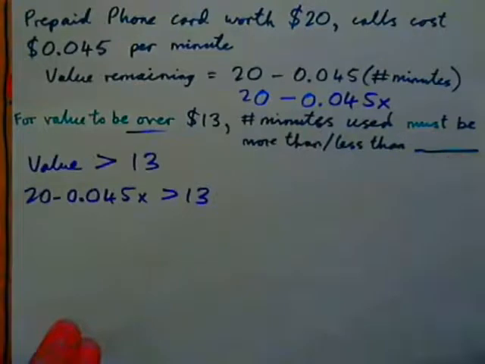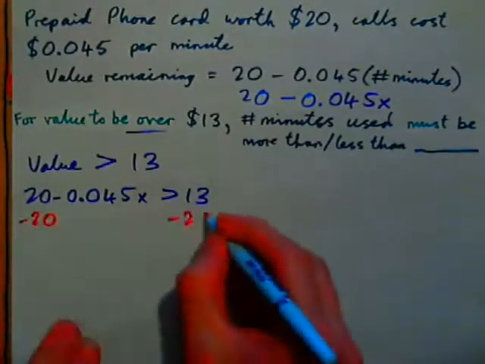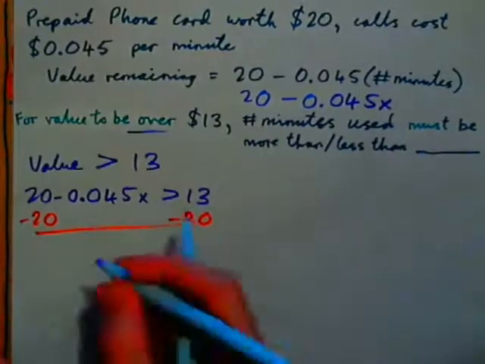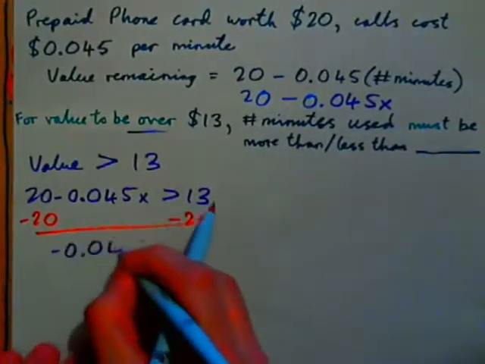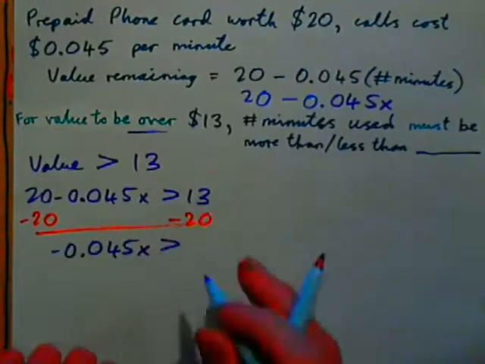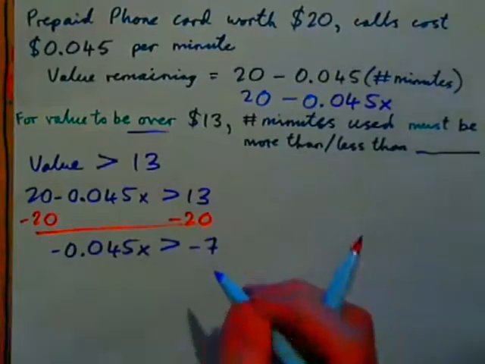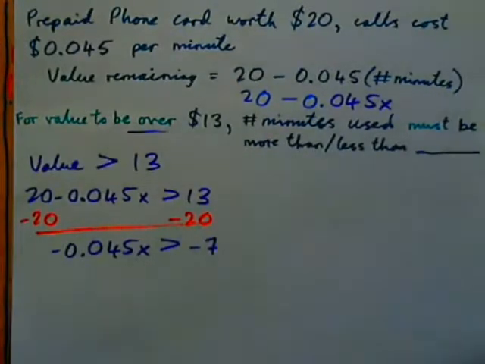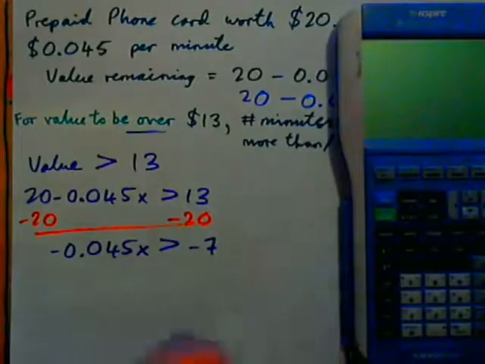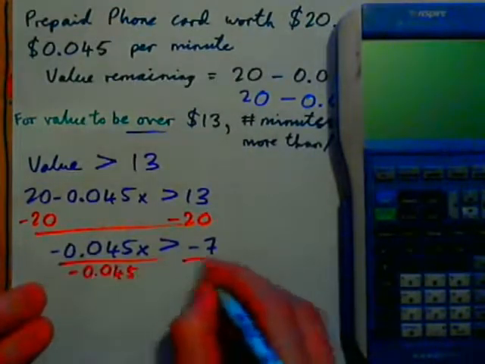If your value is to be more than 13, the number of minutes used must be more than or less than what? Let's see. Subtract 20 from both sides. You probably figured it out by now. But in any case, let's do it. Negative 0.045x is greater than 13 minus 20. We subtract from both sides, inequality stays the same way. And we have negative 7. Then we get out our calculator because we've got to divide both sides by negative 0.045.